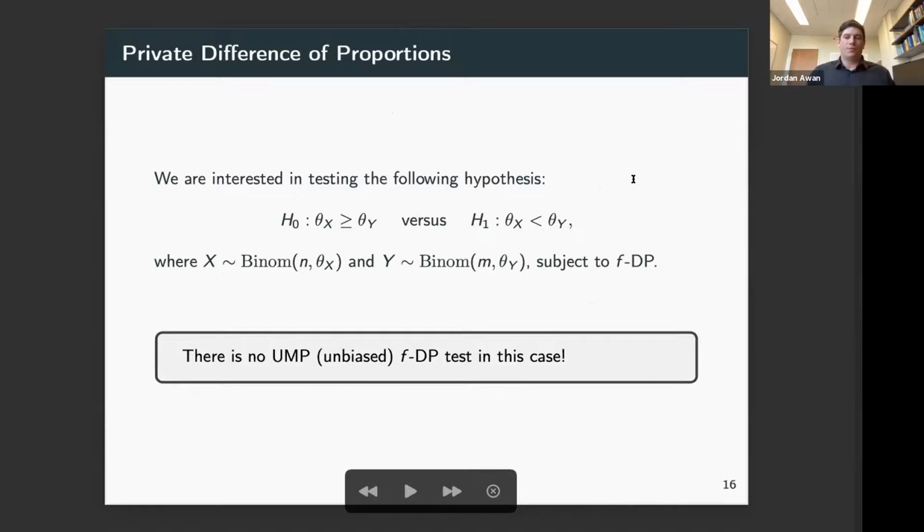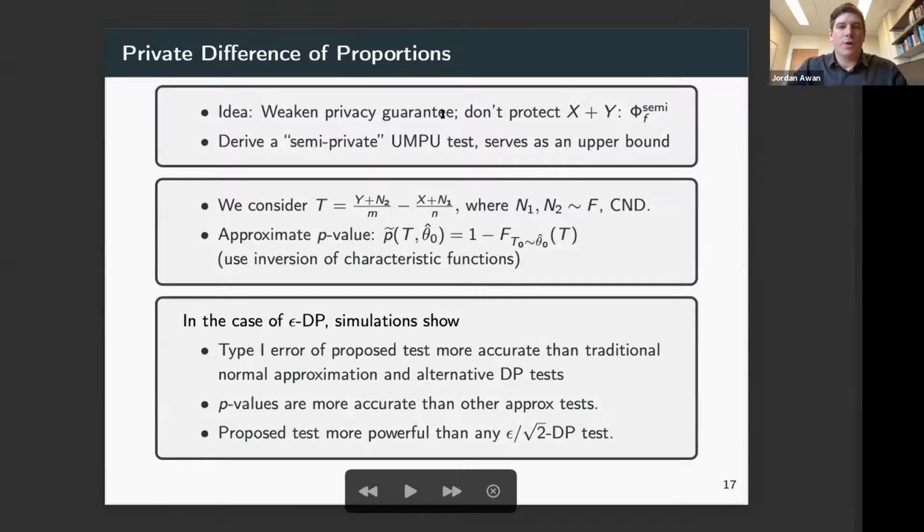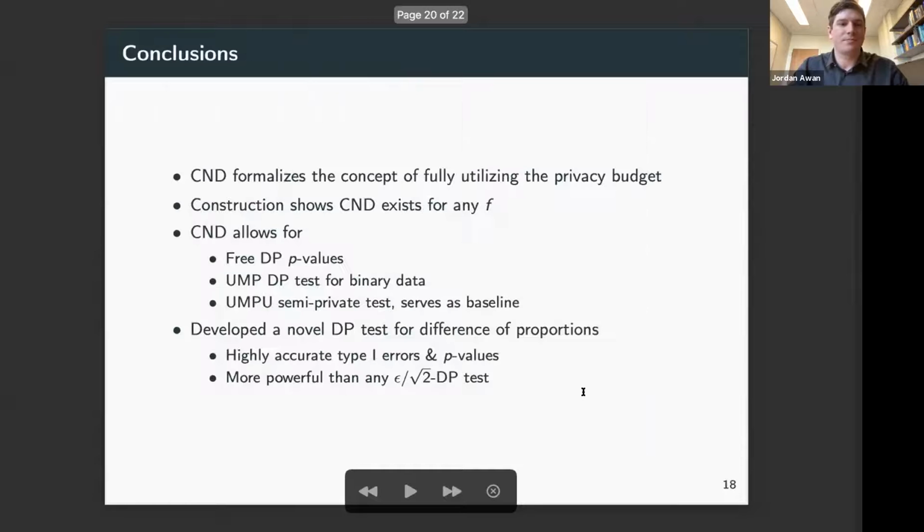Now, maybe I'll just give a really brief overview of an application where we're looking at another testing problem with two populations. So here, there is no UMP FDP test. We can show this through a counterexample. So what we do is we weaken the privacy guarantee to prove an upper bound on the power. We propose a new test statistic and show through simulations comparing it to this upper bound that it's almost as powerful as we could possibly be and has very accurate type 1 errors.